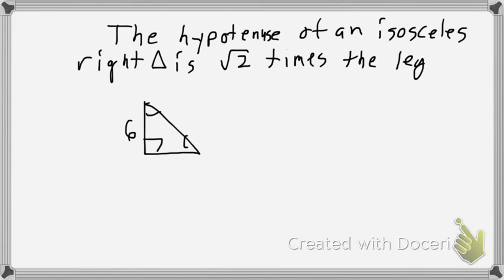Now notice I call it an isosceles right triangle, and it is. It's an isosceles right triangle because we know both of the sides are the same length. So 6 and 6, and then we just go 6 square root of 2.